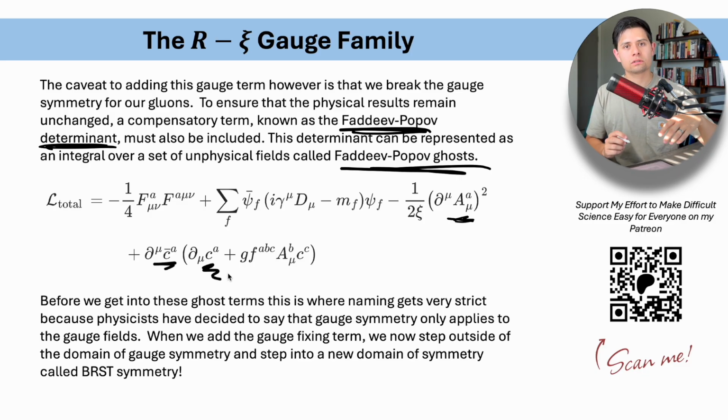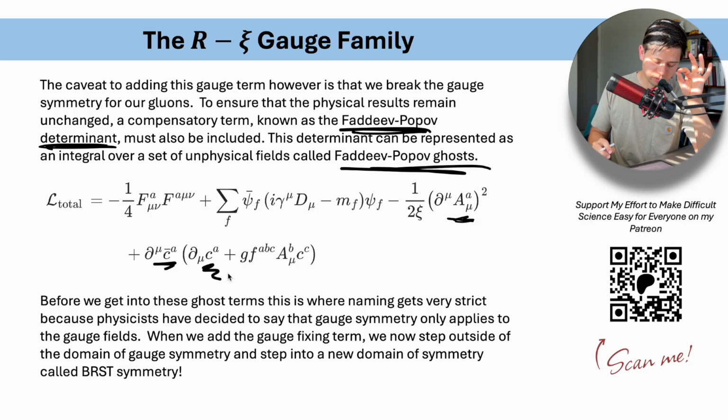And they're unphysical fields, which is why they're called ghosts. Ghosts are unphysical things if you don't believe in them, whatever. But that's why they're called ghost terms. So before we get into these ghost terms, this is where the naming gets very strict, because physicists have decided to say that gauge symmetry only applies to the gauge fields. When we have the ghost fields involved, then we have a new symmetry called BRST symmetry. We're not going to talk about that anymore in this video. The rest of this video, we're going to do a little bit of physics derivations and then call it good.